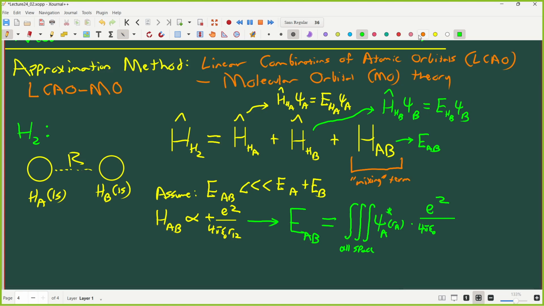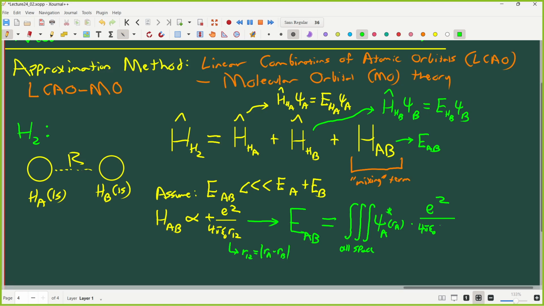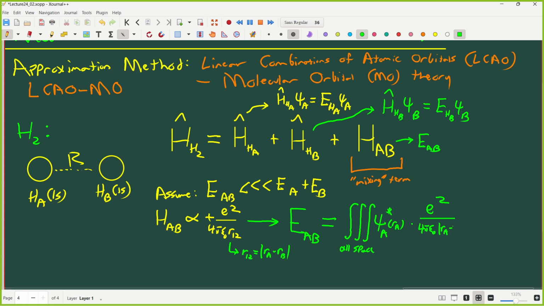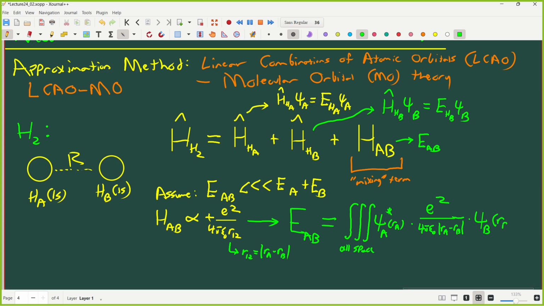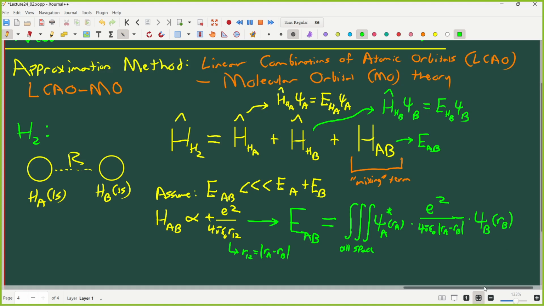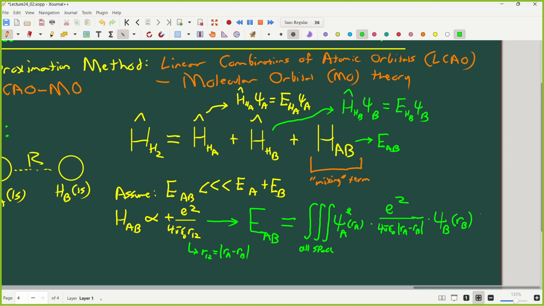And let me write one more thing. I'm going to write R12 as the absolute value of the distance between the two electrons, RA and RB. So we're going to have an operator that looks like that, and we're going to multiply it by the orbital for the B electron in the B atom. And then, of course, integrate over all space. So I'll write dV.